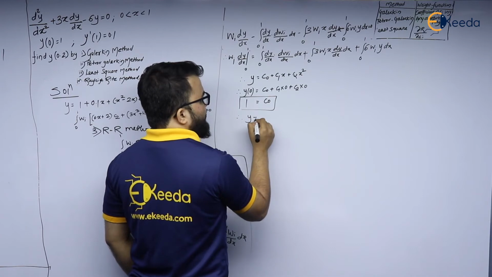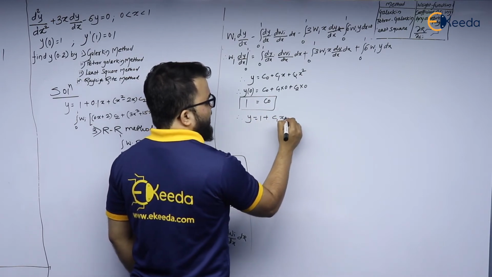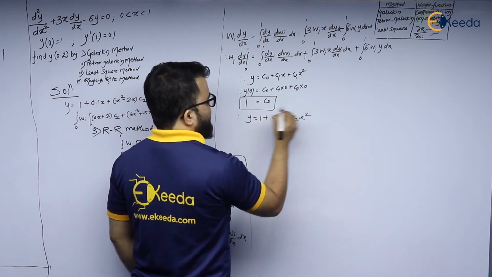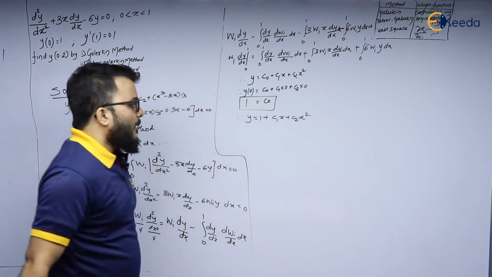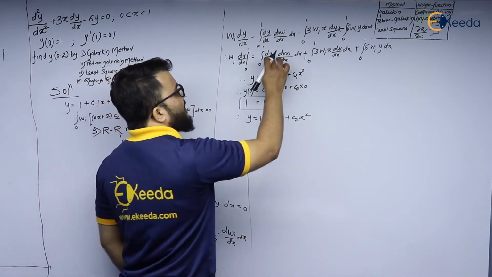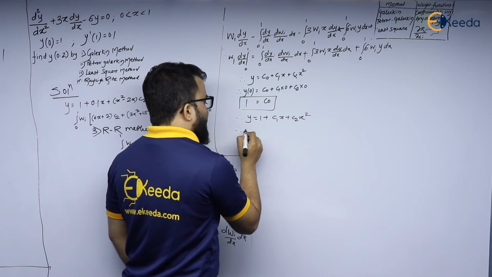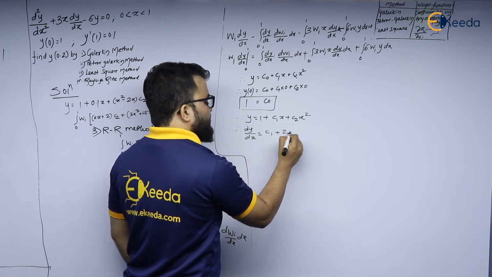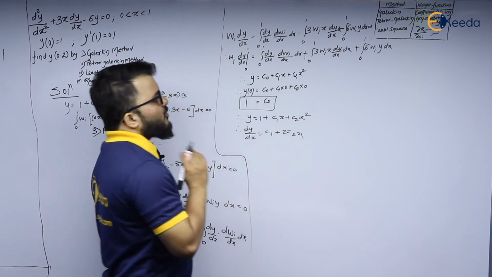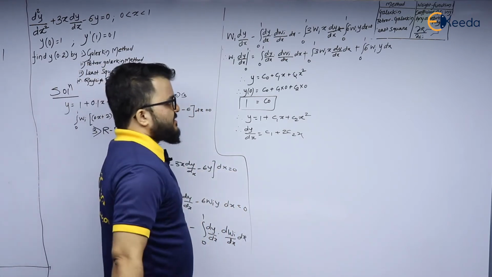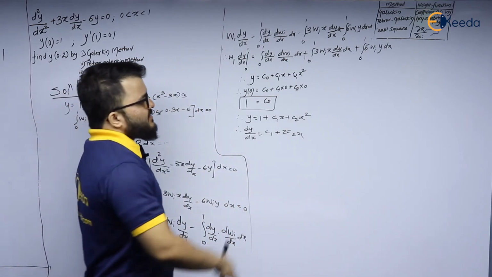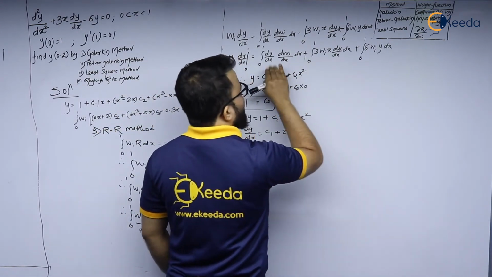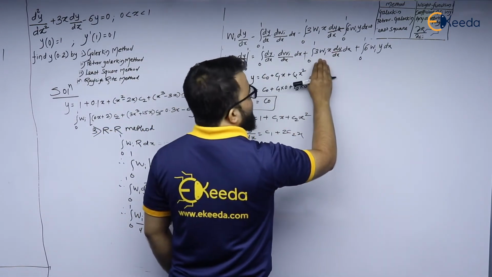So my equation becomes 1 plus c1x plus c2x square. So this is my y equation. Now, if I require dy by dx also, I will find the derivative of this too, and I will get c1 plus 2c2x. So I got y and I got dy by dx.